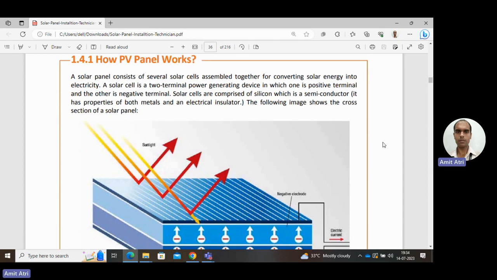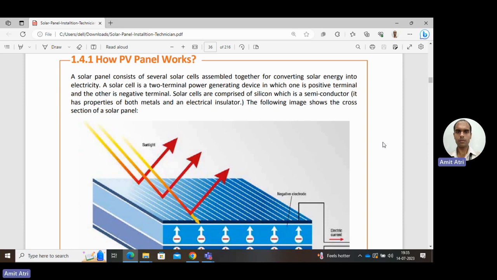In the previous class as well, we discussed the material from which solar cells are manufactured. That is semiconductor, and most commonly silicon. One solar panel and one solar cell are different. The solar cells are assembled together and they form a solar panel. A solar panel can have many solar cells.